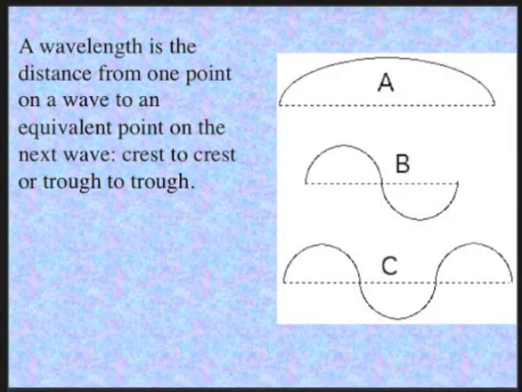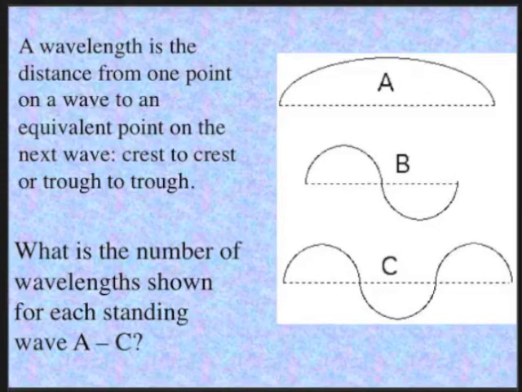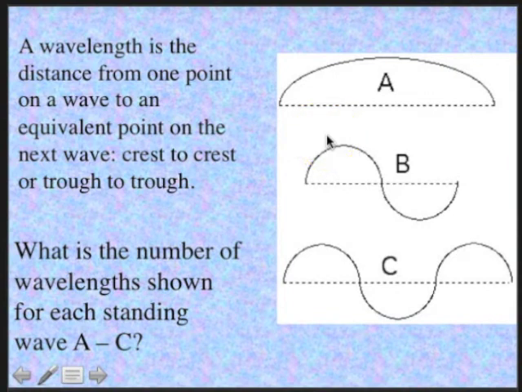Now we've learned that a wavelength is the distance from one point on a wave to an equivalent point on the next wave, crest to crest or trough to trough. So for A, B, and C, what is the number of wavelengths shown for each standing wave? For A, B, and C.